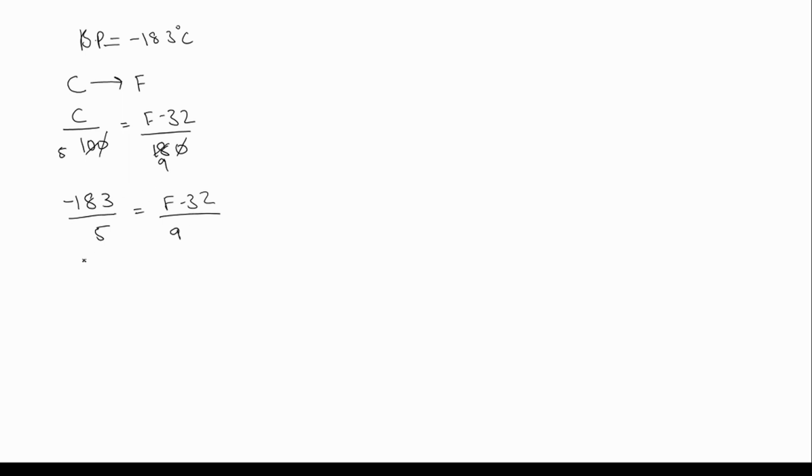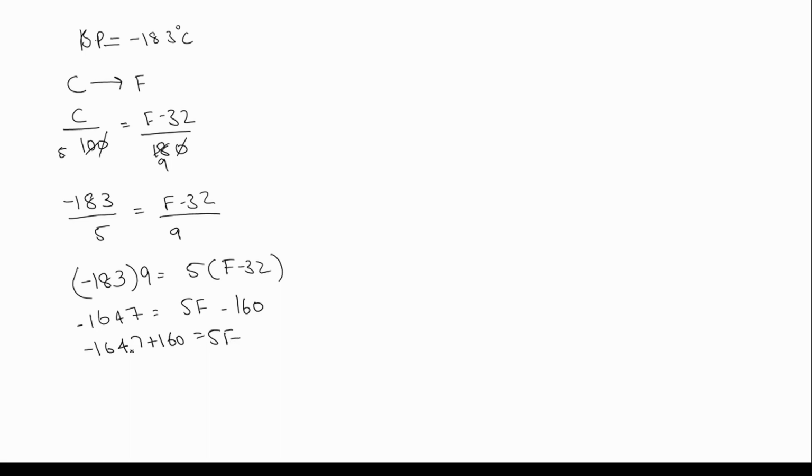Now we'll cross multiply. Minus 183 into 9 is equal to 5 into F minus 32. Minus 183 into 9 is minus 1647, which is equal to 5F minus 160, since 5 into 32 is 160. So minus 1647 plus 160 is equal to 5F. Minus 1647 plus 160 is minus 1487, which is equal to 5F.